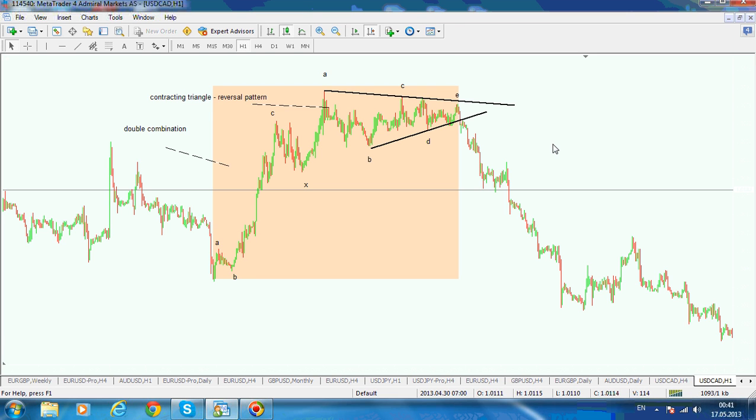This is not the purpose of this recording. The purpose of this recording is to show you a contracting triangle as a reversal pattern.